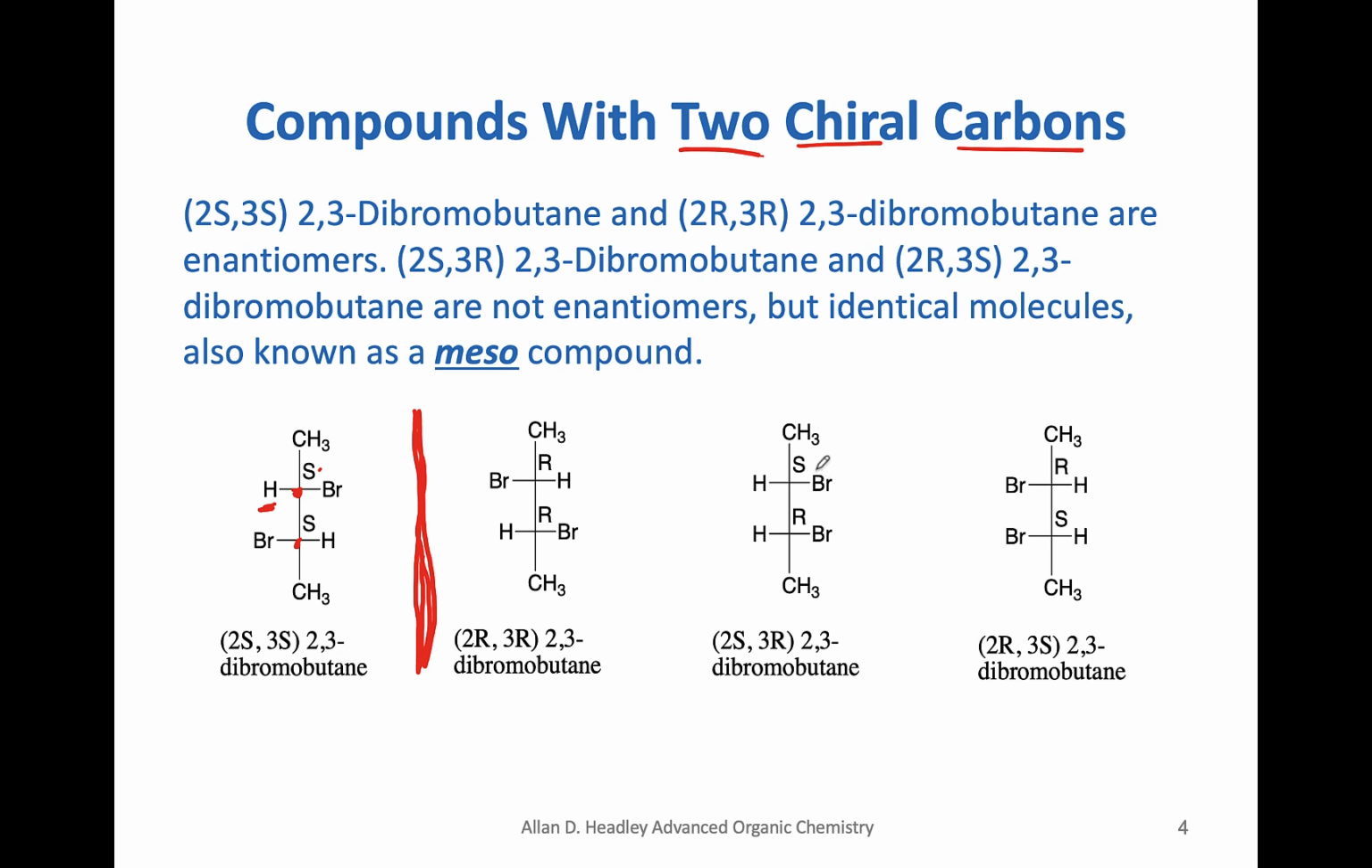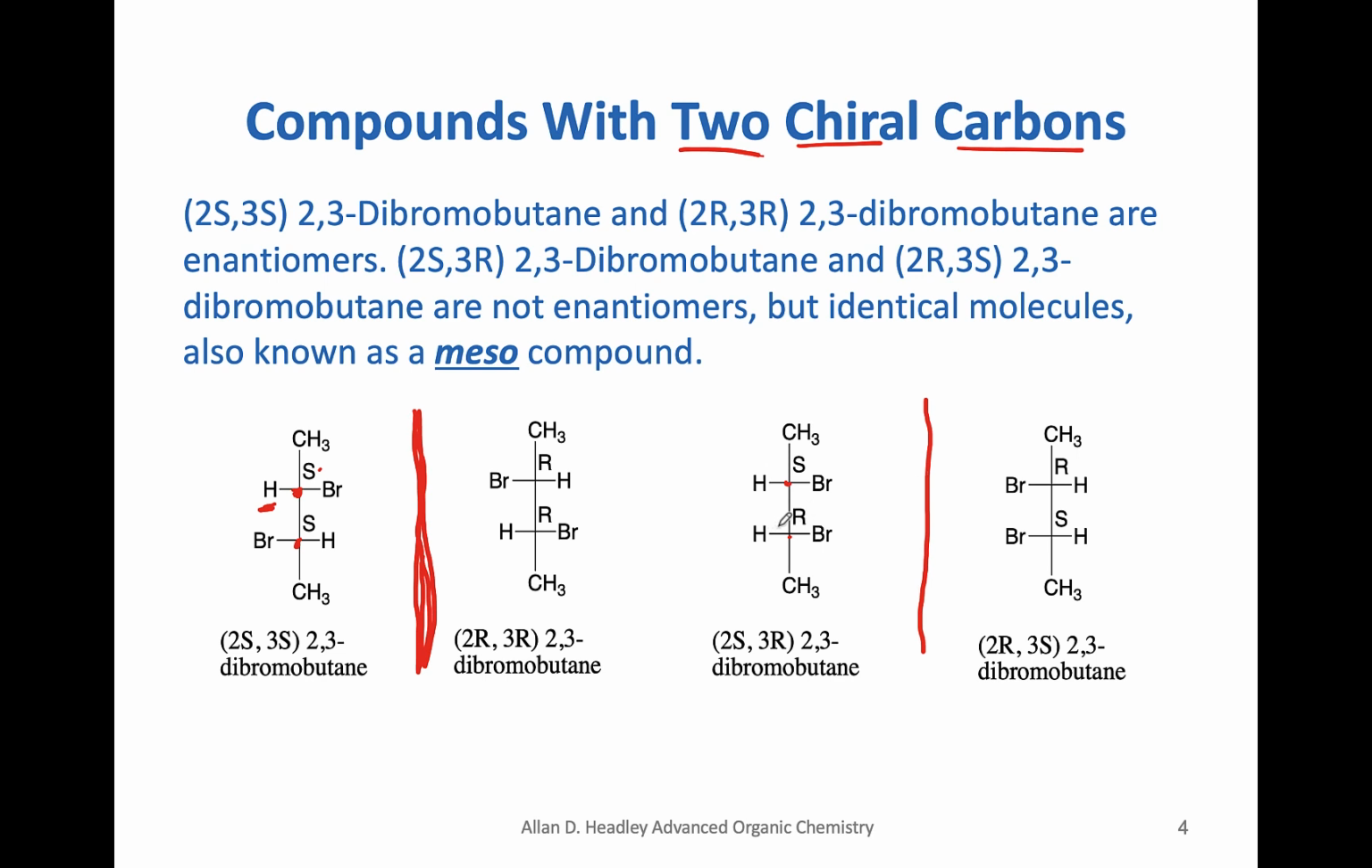Looking over here, for example, we could do the same analysis. Put a mirror right down the middle. This is a chiral center, S and R and S. So this is the mirror image, but are they enantiomers or not? We'll have to do an analysis to make that determination.